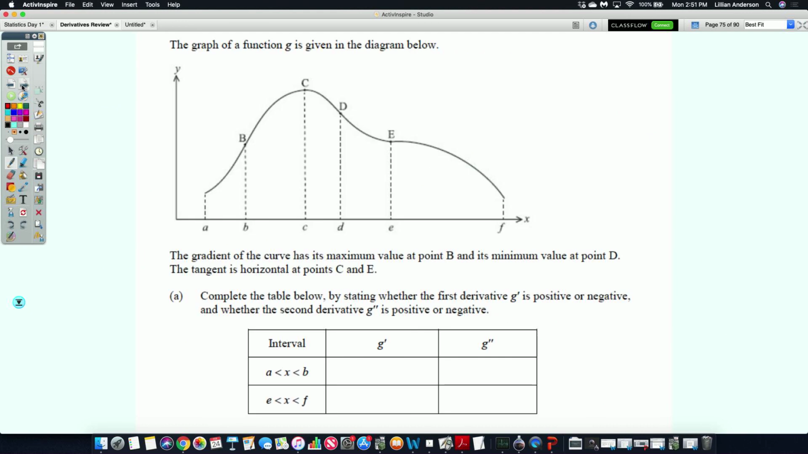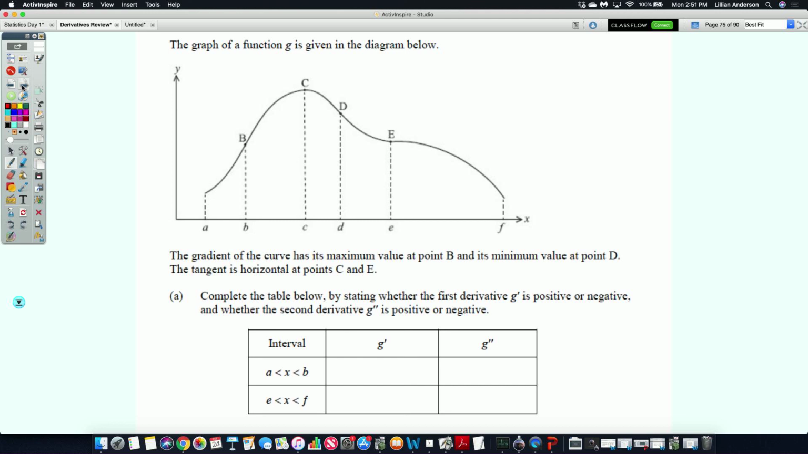Alright, this one is an old problem. I pulled it from an old IB exam. You have a function given here. The gradient of the curve has its maximum point at B, its minimum point at D. The tangent is horizontal at points C and E.